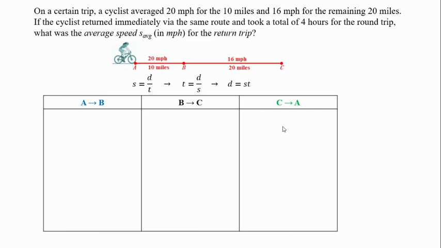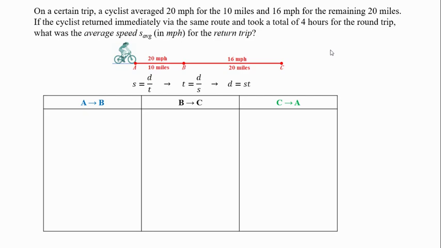I broke up my work into three columns. One is from A to B, which is the first 10 miles. The second column is from B to C, which is the next 20 miles. And then from C all the way back to A, because the question asks us to find the average speed for the returning trip, which is from C to A.